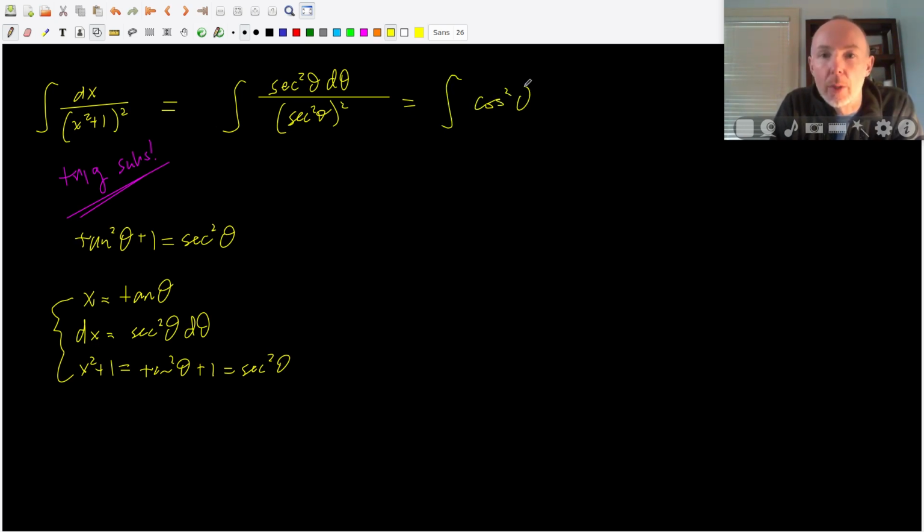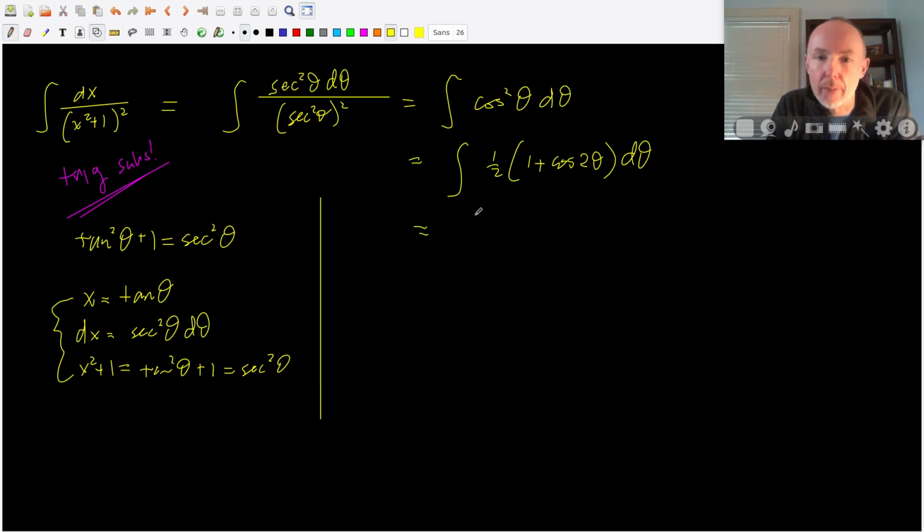So it's the same as cosine squared. All right, so we're going to end up with the integral of cosine squared. Do the algebra of that, it's 1 over secant squared, which is cosine squared. And now to do that, we use that identity, right? Cosine squared is a half of 1 plus cosine 2 theta, d theta. And so we need to integrate that.